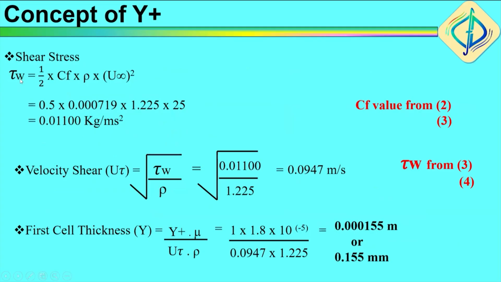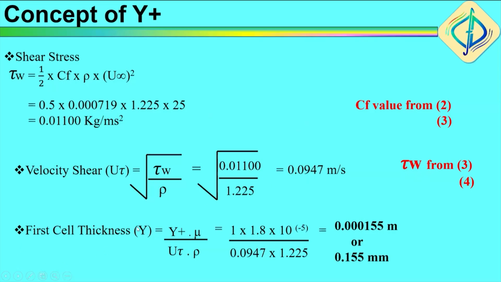After calculating the shear stress, you will go to the friction velocity. It is nothing but the square root of the shear stress divided by the density. That came out to be 0.0947 meters per second. And here we have specified that the shear stress we have taken from equation 3. Okay, so we now have our friction velocity.